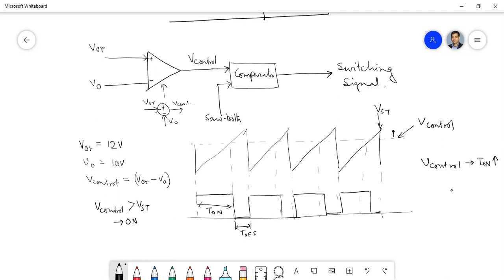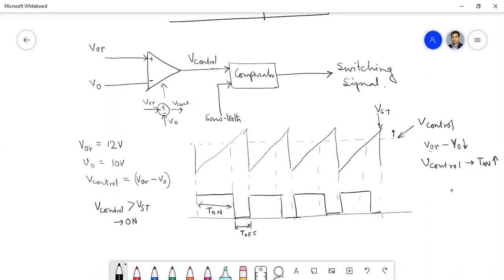When will the control signal increase? Because control signal is nothing but VOR minus VO. VOR is constant. If VO is reduced, then the difference is more, and you want to keep the output voltage near to the reference voltage. If the output voltage is reduced, the control signal will increase, and the on time will increase. By that, you want to increase the output voltage. Is that clear? So it's like a closed loop control.